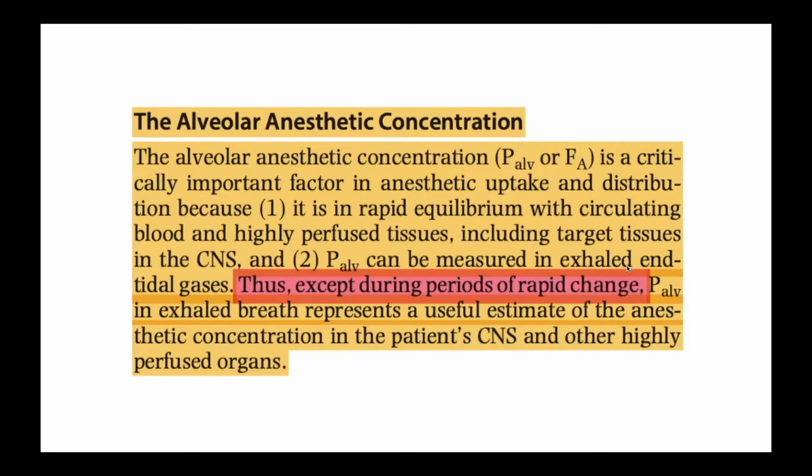And this is a chapter in Miller's. So this talks about the alveolar anesthetic concentration. The alveolar anesthetic concentration is a critically important factor in anesthetic uptake and distribution, because one, it is in rapid, so note the term rapid here. And we know that the term rapid, from the models that I did, is very relative, because that was about 30 minutes. Rapid to me is about 1 to 2 minutes. But for this term here, rapid is about 20 to 30 minutes, okay? So it is in rapid equilibrium with circulating blood and highly perfused tissues, including target tissues in the CNS.